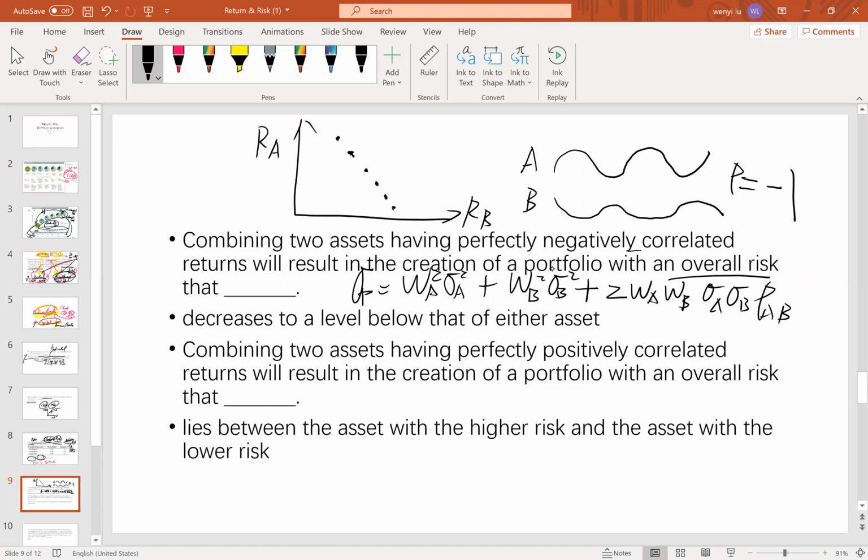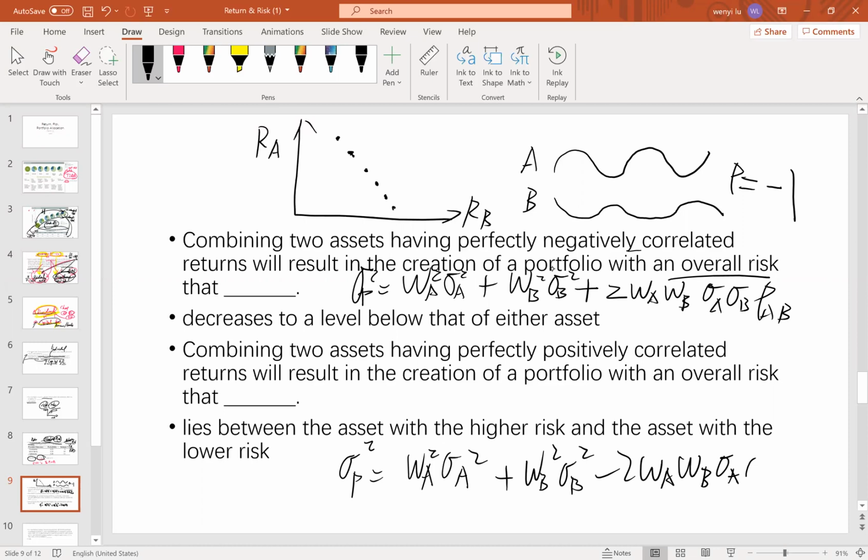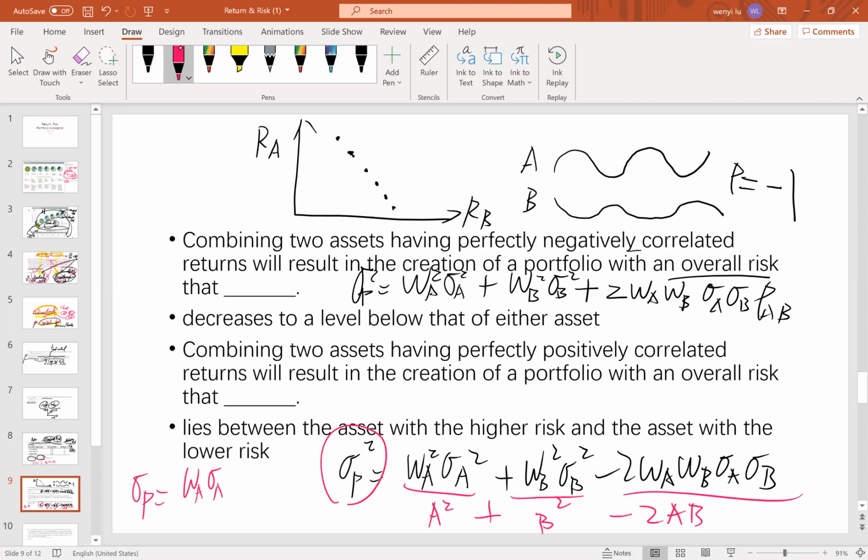So when rho equals negative 1, we have sigma P actually is WA square sigma A square, plus WB square sigma B square, then minus 2 WA WB sigma A sigma B. So this one is a perfect square, A square, B square, minus 2AB. And we know that one will equal sigma P equals A minus B. If we take a square root out, that will be WA sigma A minus WB sigma B. So you can see our portfolio's risk will be even less than the risk for either asset, because that's the difference between the two individual asset risks. We take a difference.